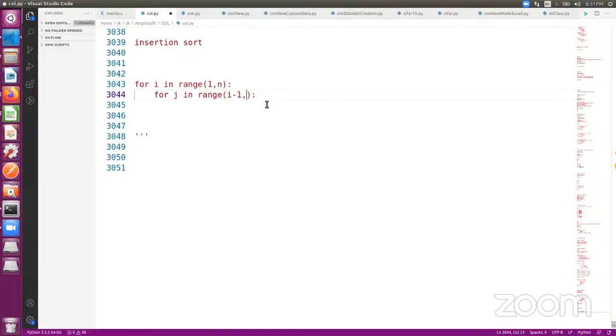Okay, the last value has to be mentioned. I think it should be -1, and then the step size is -1. Did you get this? I'm starting from I minus 1, going till -1 index. This is not inclusive, right? So it goes to 0 only, and the step size is -1.